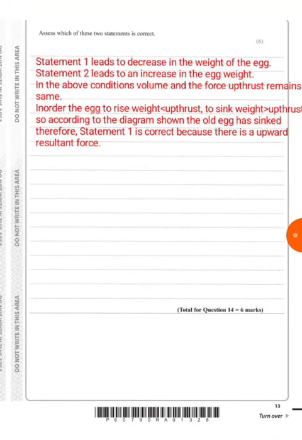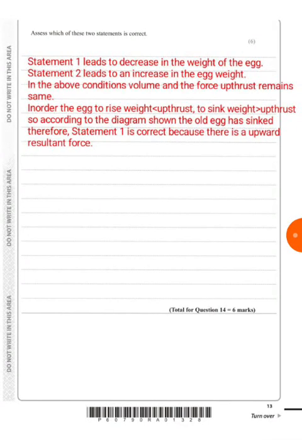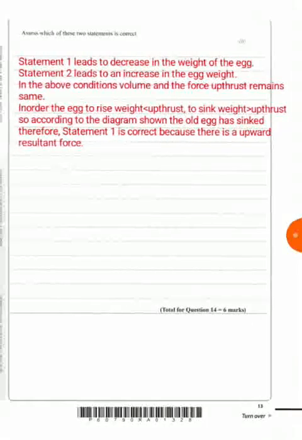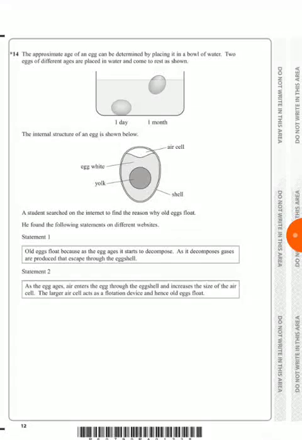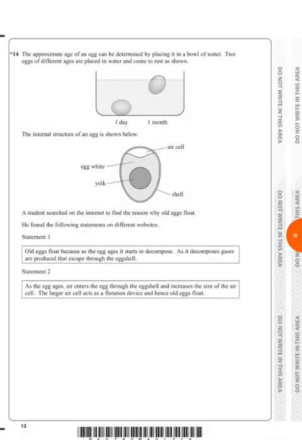Statement 2 leads to an increase in the egg weight because air enters. In the above conditions, volume and the force upthrust remain the same. So therefore, volume and the force upthrust have nothing to do with the rising or sinking of the egg. In order for the egg to rise, okay, so here we know that it's 1 month. So actually you must take the help of the diagram to answer the question. That means you use the diagram as proof, and then you find out whether statement 1 or statement 2 is correct. So according to the diagram, okay, it's done practically.